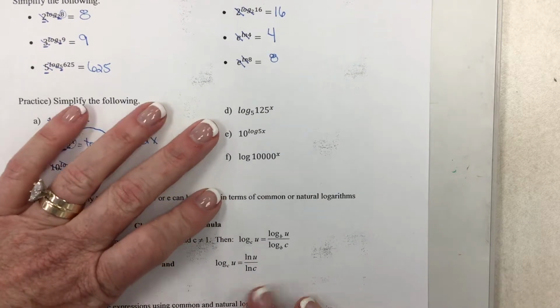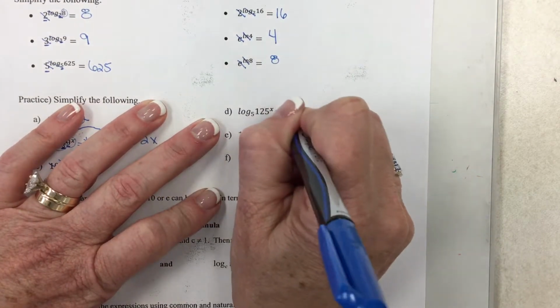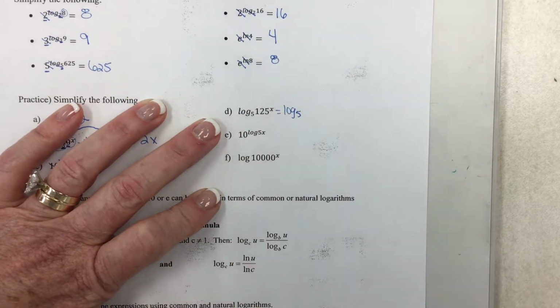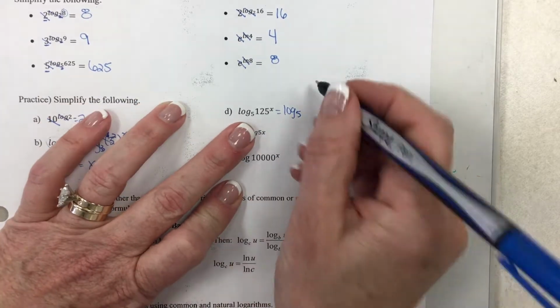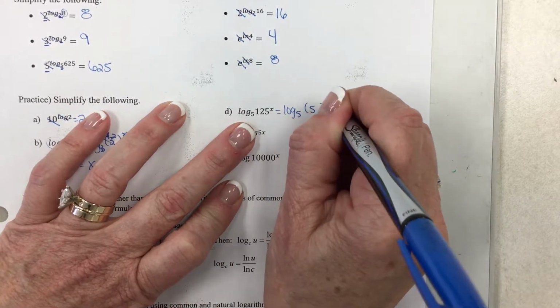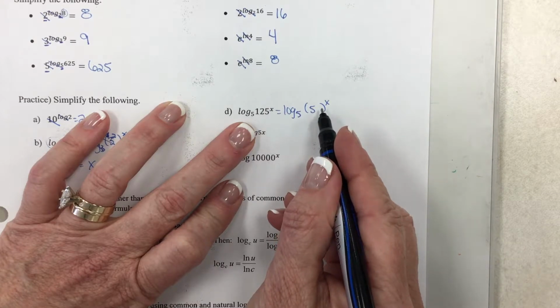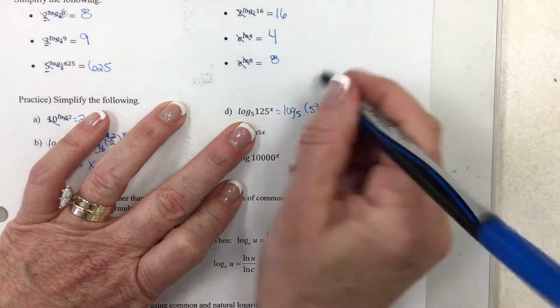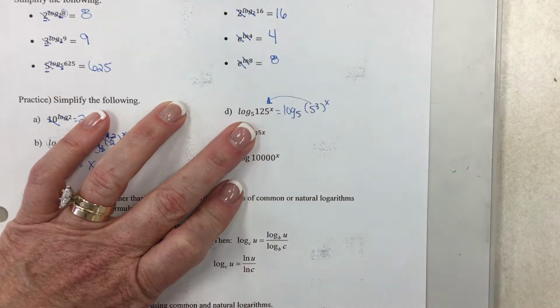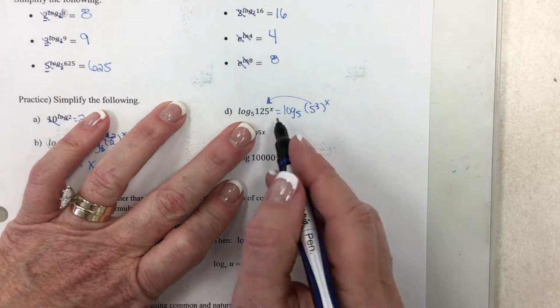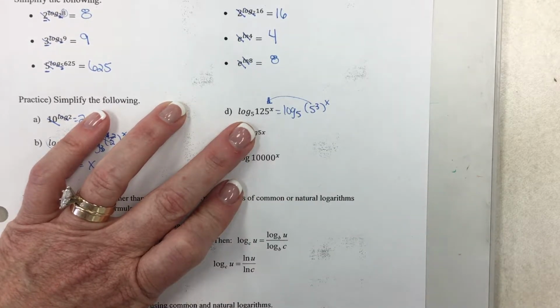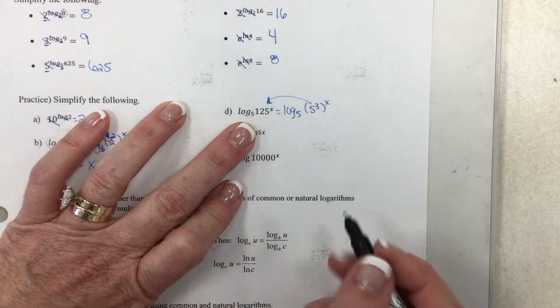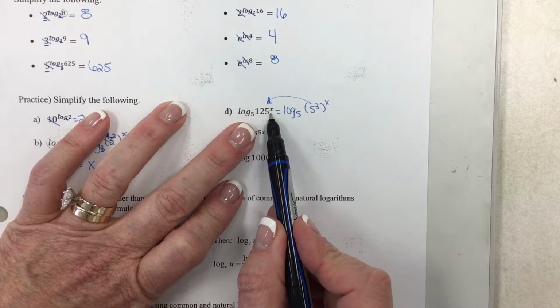Okay. D. I have log base 5. Can 125 be rewritten as something raised to the what power? 3rd power. Because 5 cubed is 125. And if you don't know that, grab your calculator and you can do 5 times 5 times 5, and you'll see that that is 125. Put x as the exponent, because the exponent was there.